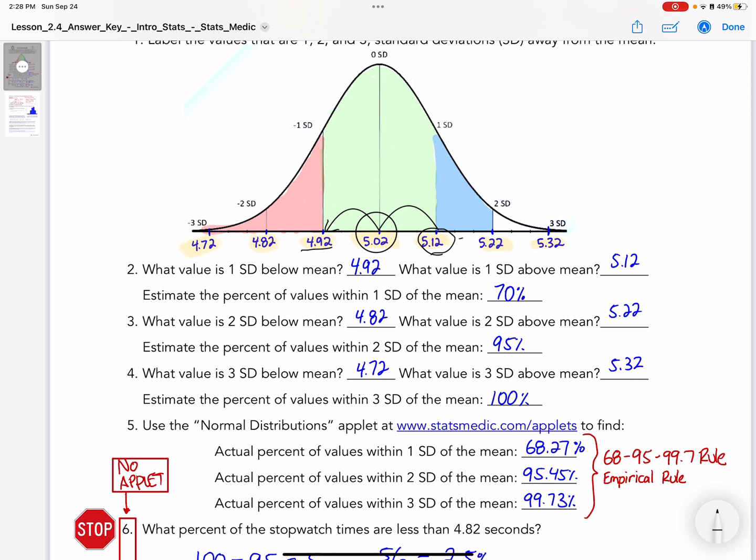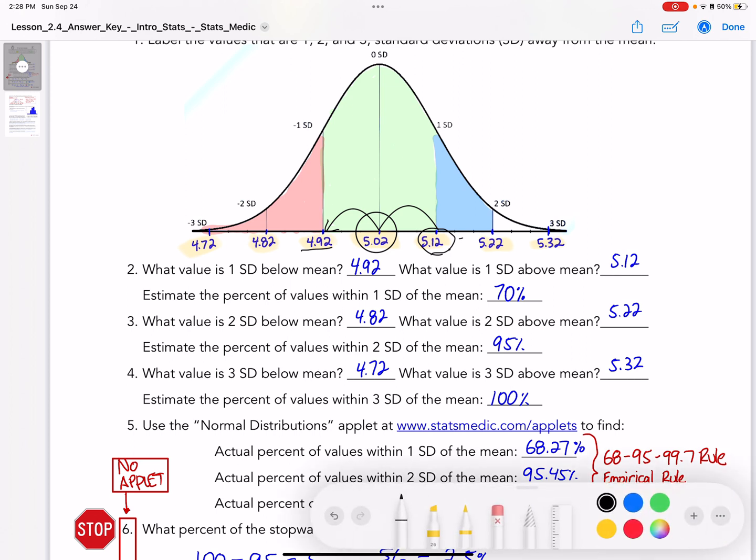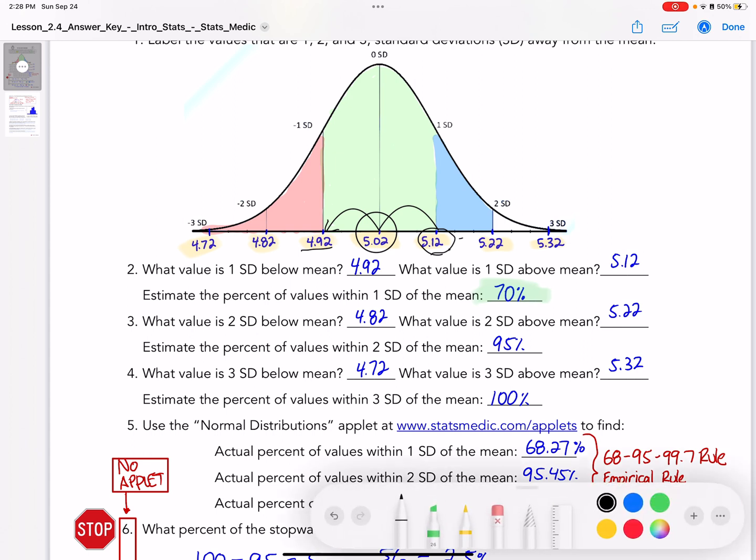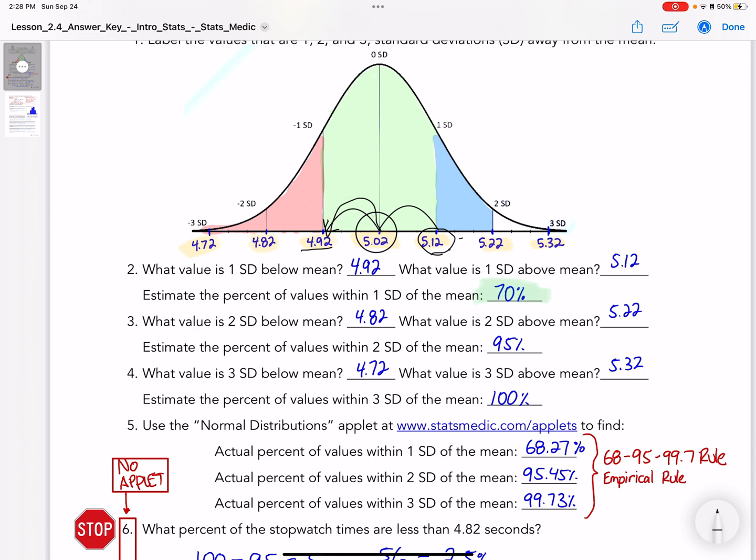All right, so for the next one, it asked me just to guess what the percent is of this green area. So that's really what it's asking me for, the green area here, what is the percent of this. And that was my guess. Then it asked for 2 standard deviations, and then it asked for 3 standard deviations. So for 2, I simply did the same thing. 1, 2.